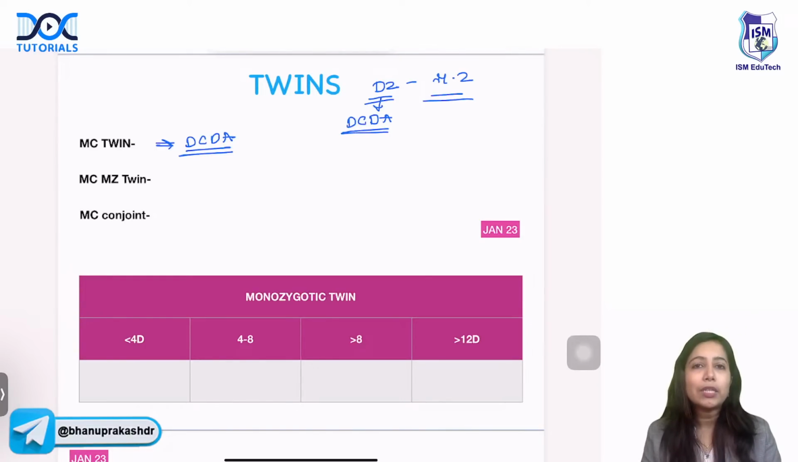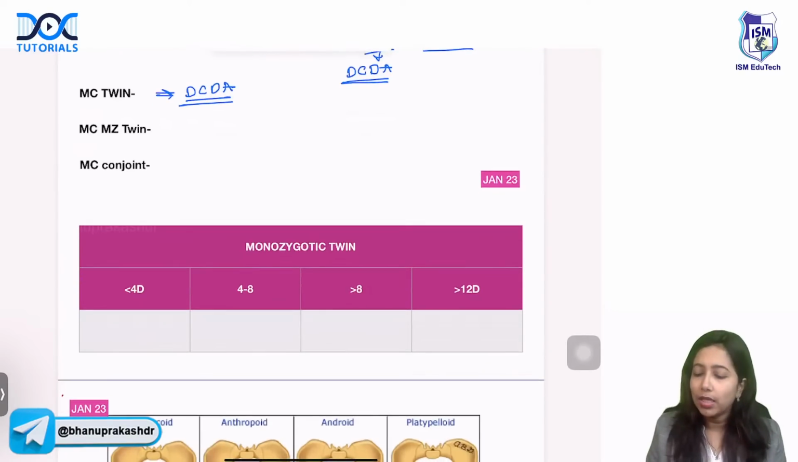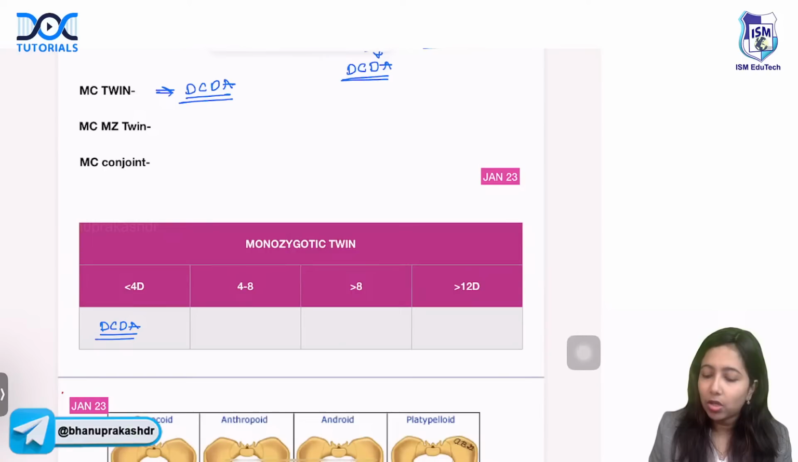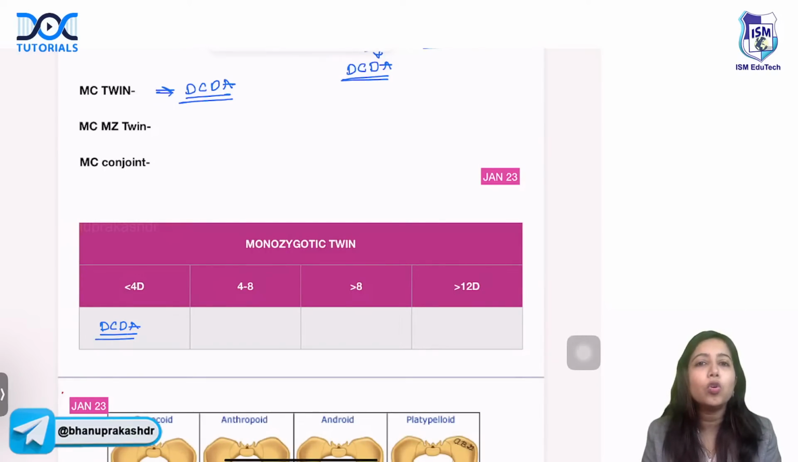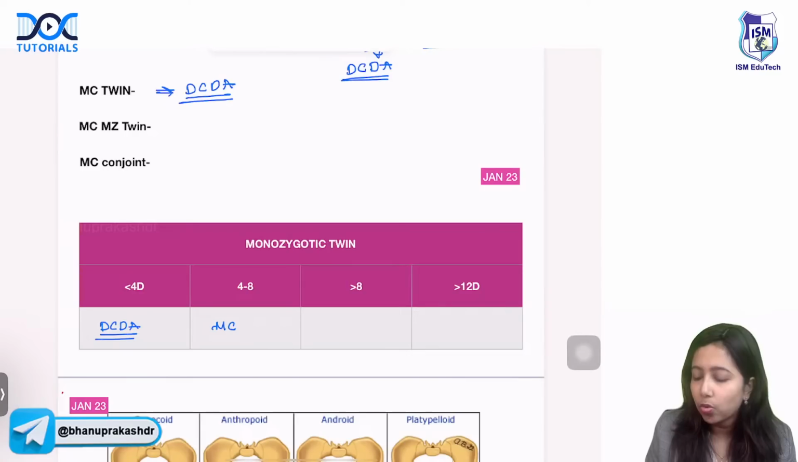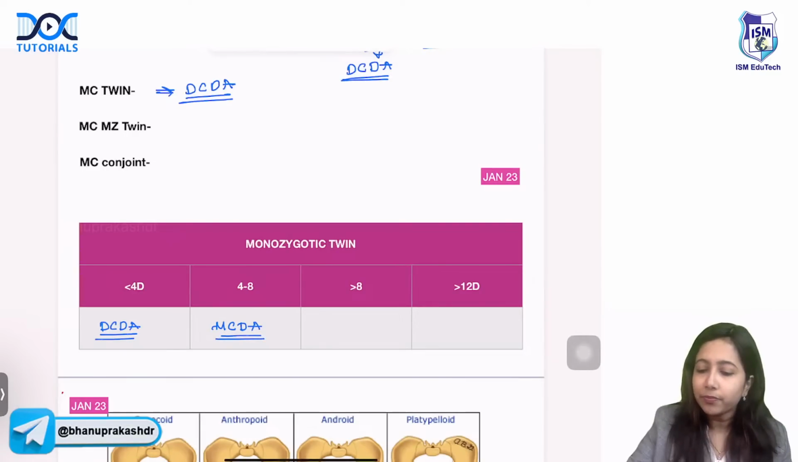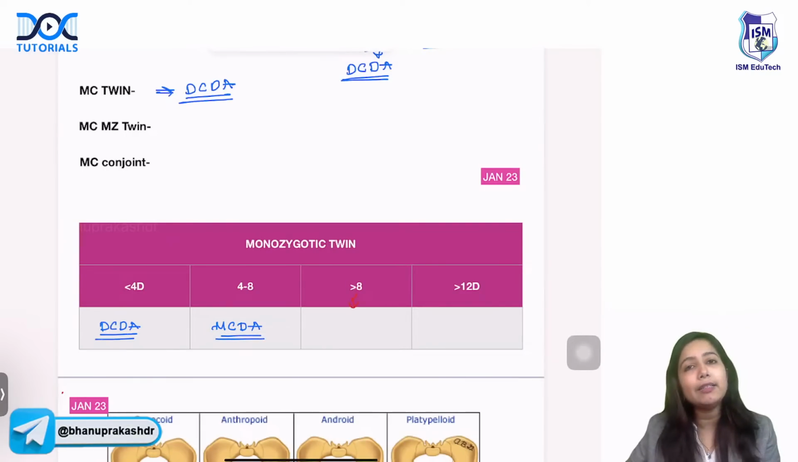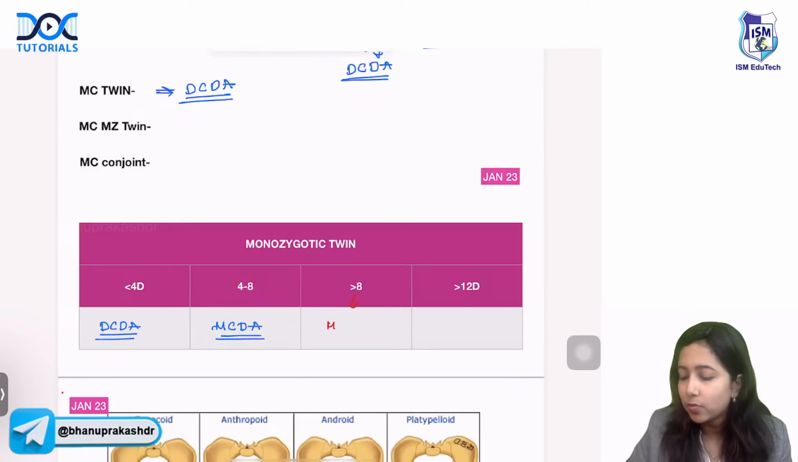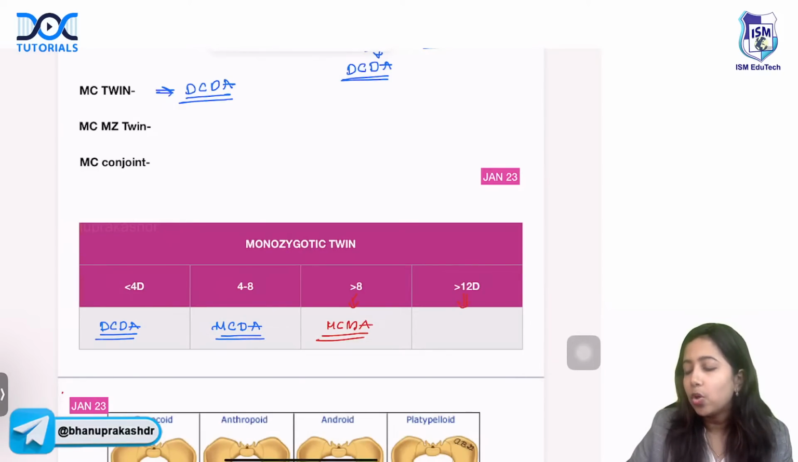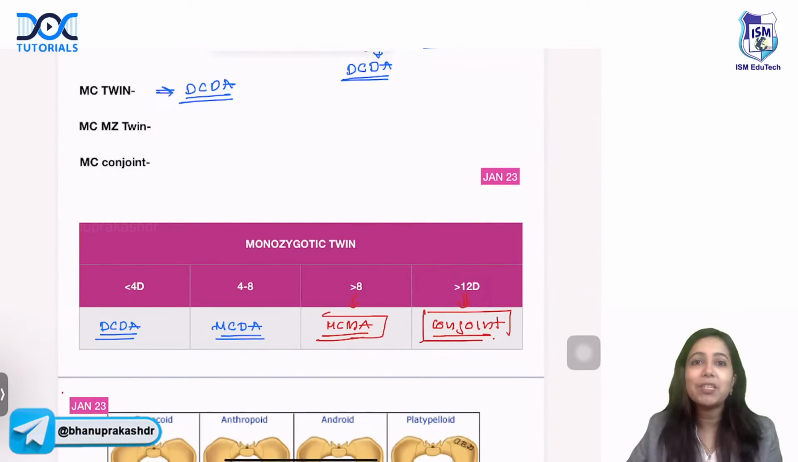The monozygotic twins can differ depending on when the division happens. If the division happens within 4 days, they will divide completely into two, that is, dichorionic diamniotic twins. If the split happens between 4 to 8 days, they will develop into monochorionic diamniotic twins. If the split is beyond 8 days, there will be just one amniotic sac and one placenta, that is monochorionic monoamniotic. Beyond 12 days, they would be joined, the conjoined twins, the Siamese twins. The split has not happened till the 12th day.